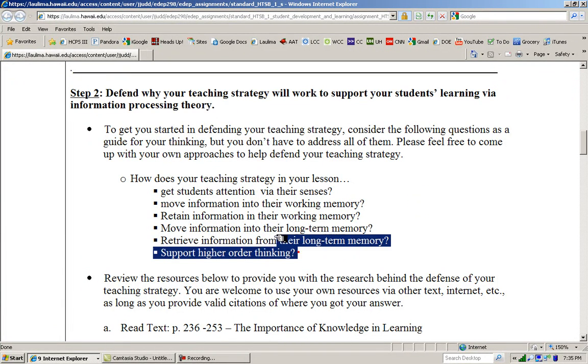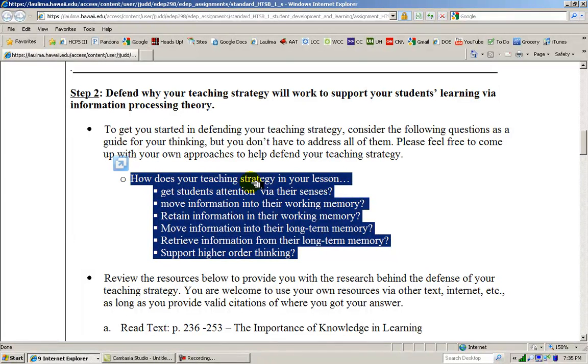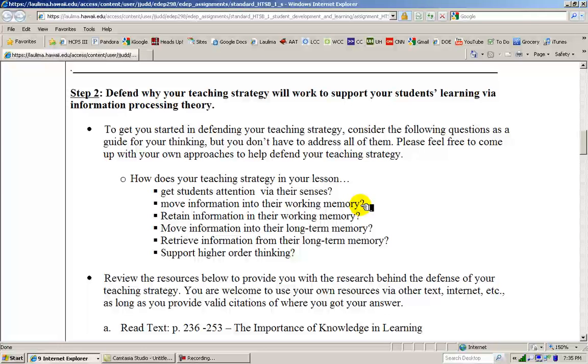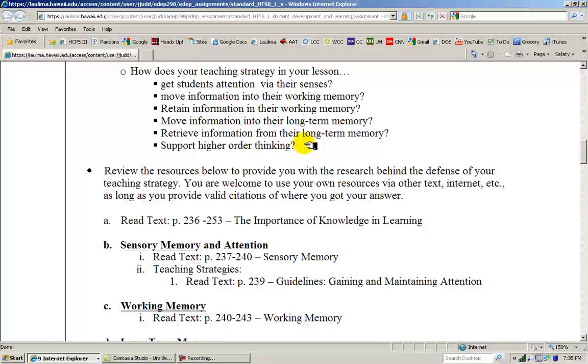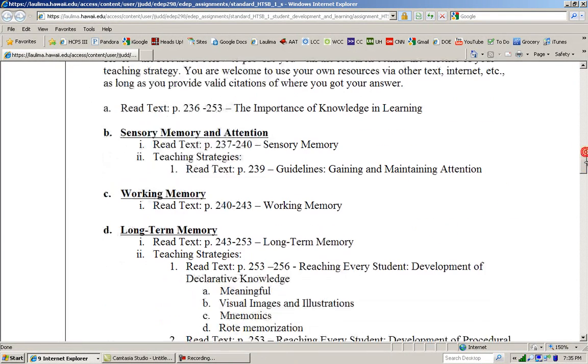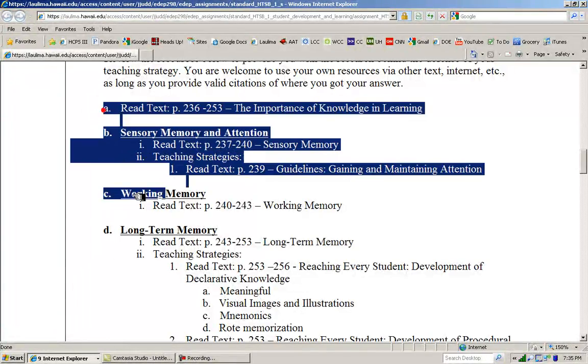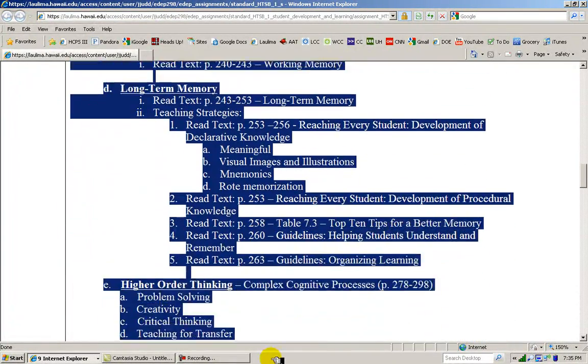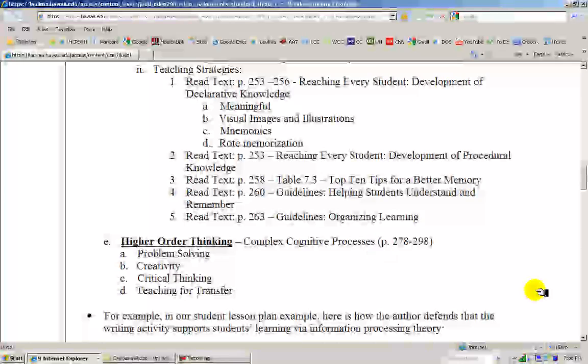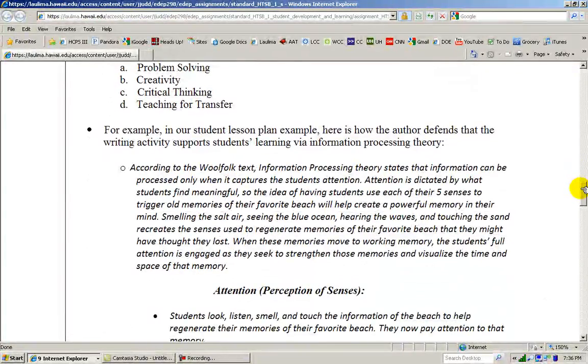So when you're thinking about information processing, how do you get your students' attention via their senses? How do you move their information to their working memory and retain it in their working memory, and then move it to their long-term memory and retrieve it from their long-term memory? And how does your teaching strategy support higher order thinking? So use these resources in the text for you to defend your strategy.